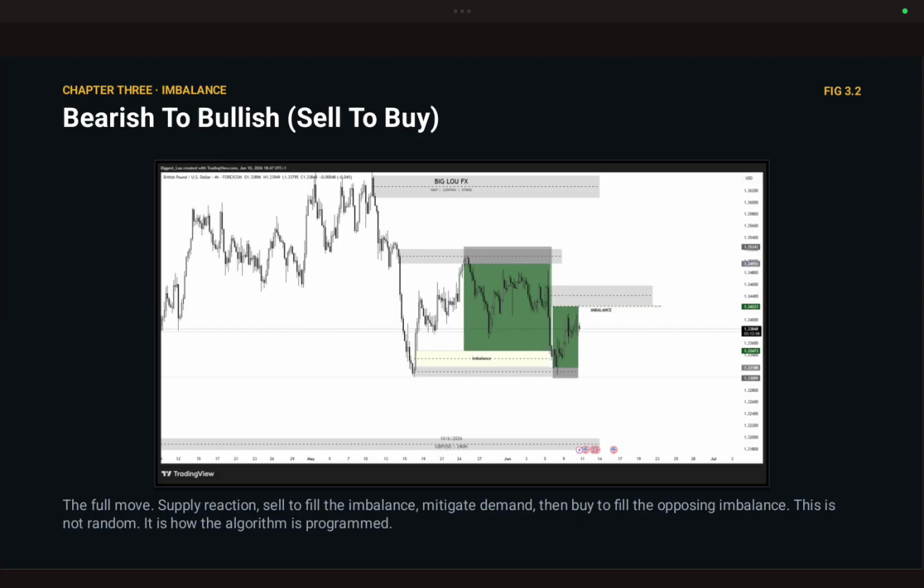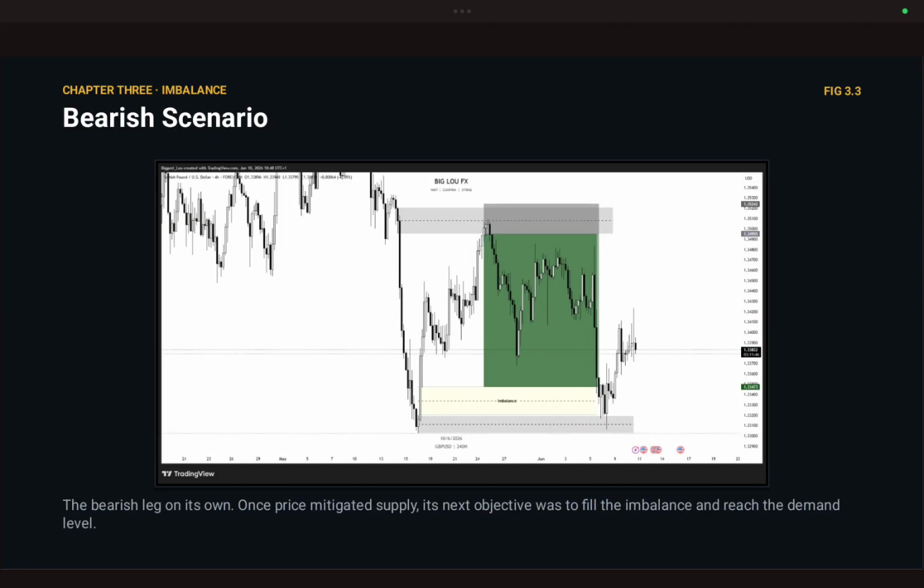Okay, this is how the market operates. It's not something out of the blues. You can backtest this and you'll see it. Okay, so you could see the full bearish scenario, the bearish leg on its own. Once price mitigated supply around here, it sold to this zone. Okay, its next objective was to fill the imbalance and reach the demand level. It sold to this zone. It couldn't get to the imbalance open, came back a little bit, did all these ranges.